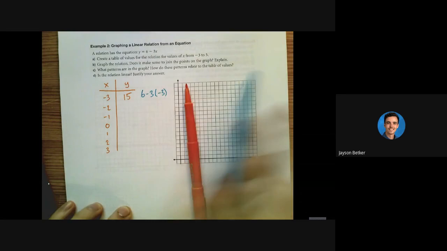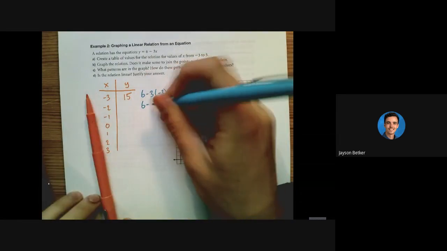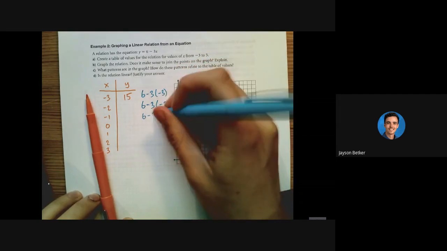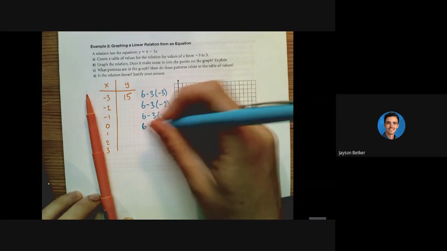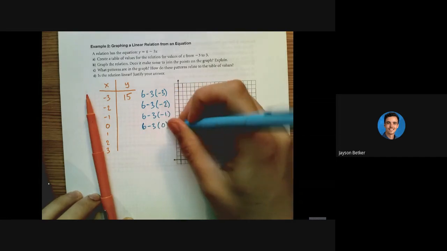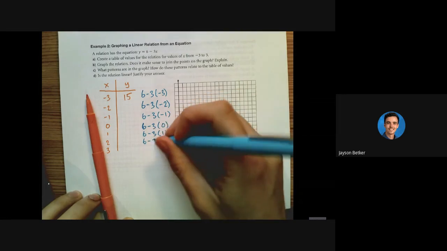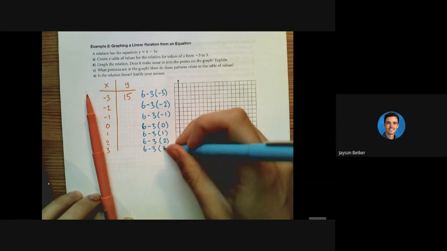So then this next one would be 6 minus 3 times -2. And then this one would be 6 minus 3 times -1. And then 6 minus 3 times 0. 6 minus 3 times 1. 6 minus 3 times 2.